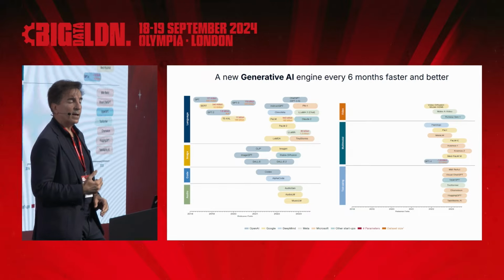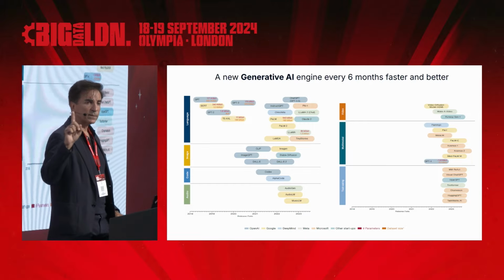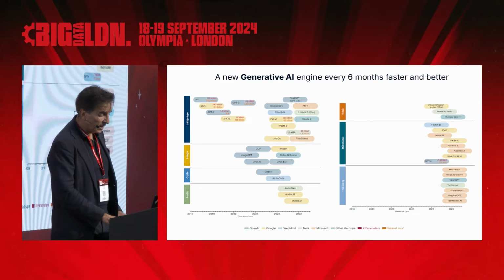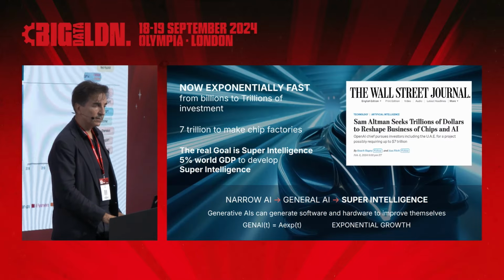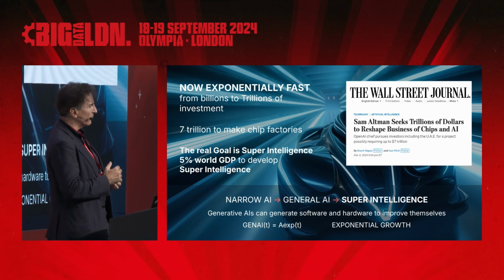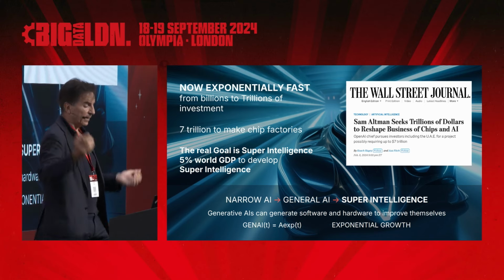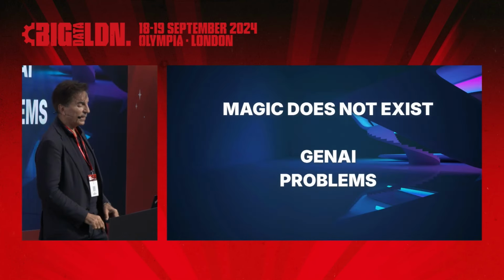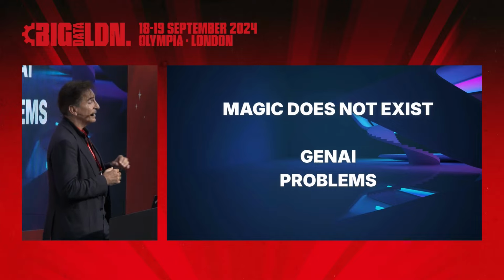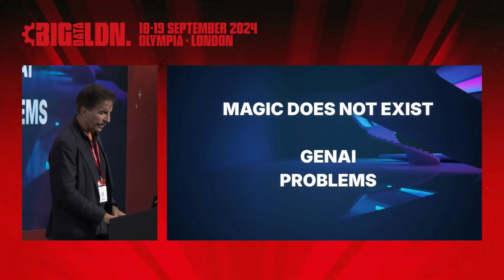But this, in our opinion, is going to be faster. Why? Because now we have a new, better engine every 6 months. It goes 4 times faster than when we started with GenAI. Because the investments are no longer in billions, they are in trillions. This is 2 or 3 times more than all the money that the UK generates per year. So this goes exponential. So the summary for GenAI is this one. It is superb, goes super fast, but especially in technology, magic doesn't exist. So it has some problems. What are the problems?